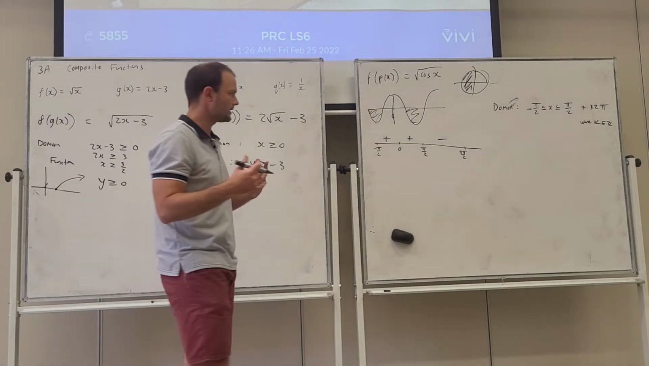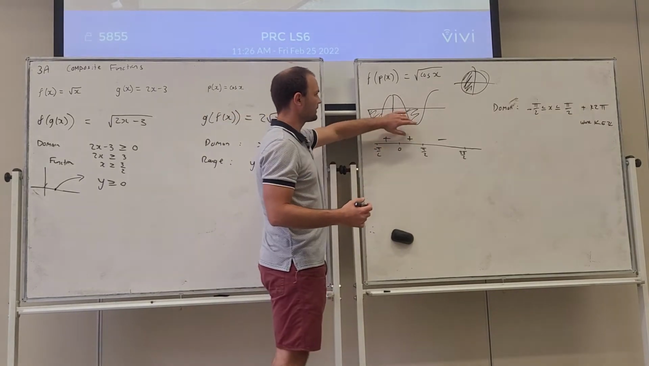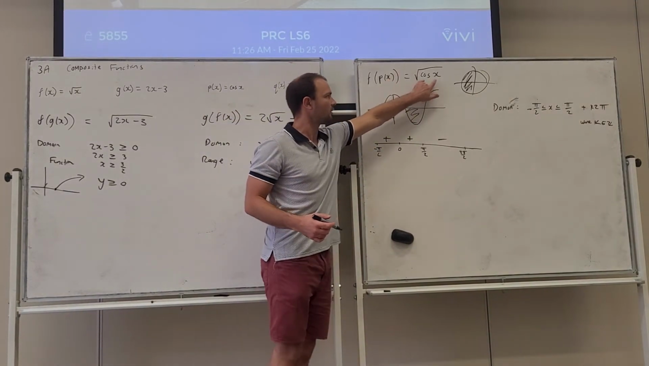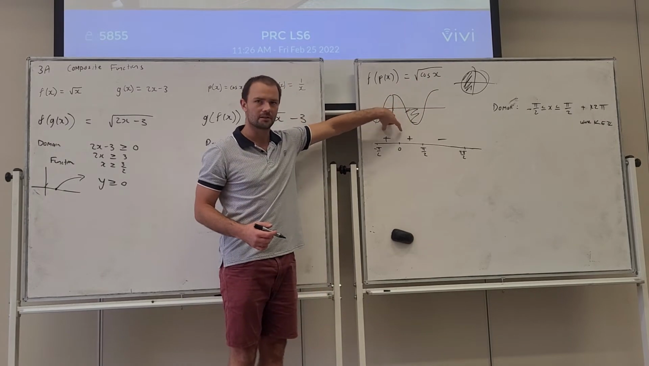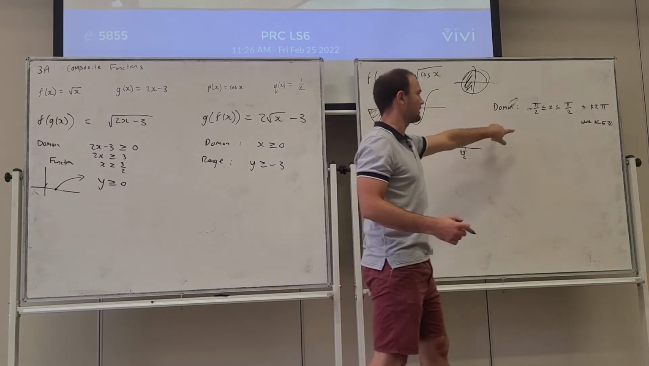It's going to exist when it's positive. If we think about the square root of cos x, it only exists when cos x is positive. Cos x is only positive at these intervals, so that means that's our domain.